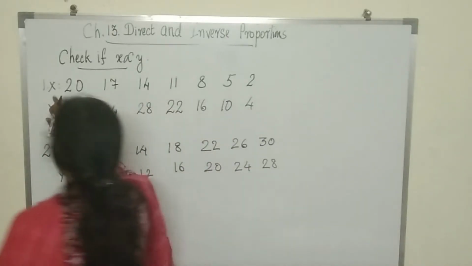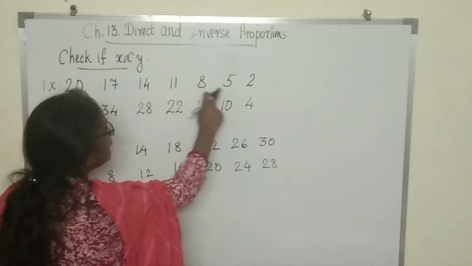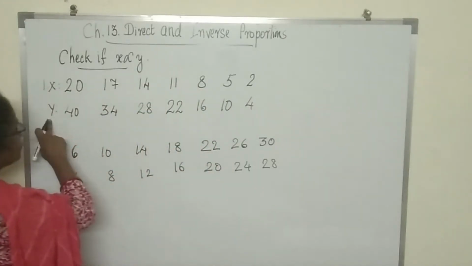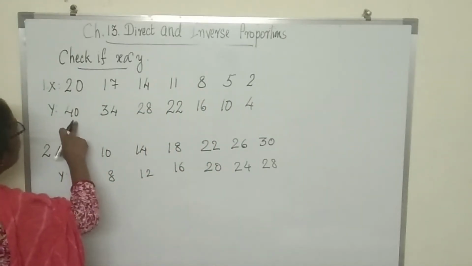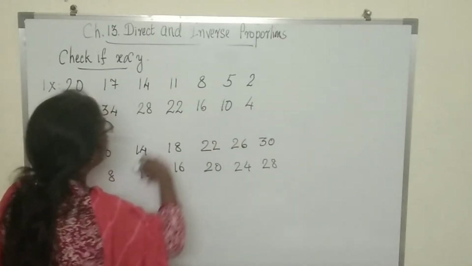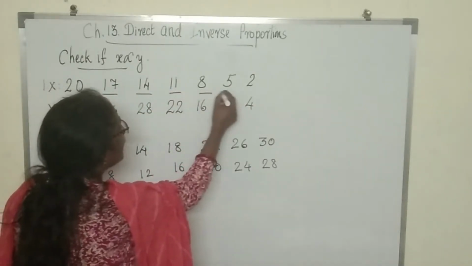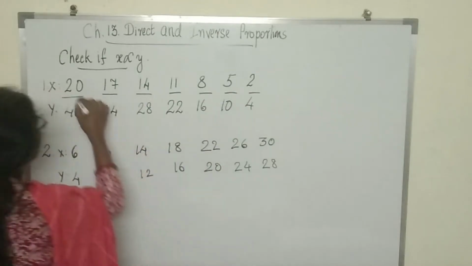So let us check whether the given values are in proportion or not. Here the values of x are 20, 17, 14, 11, 8, 5, 2. And the values of y are 40, 34, 28, 22, 16, 10 and 4. So everywhere just divide and find what you get.